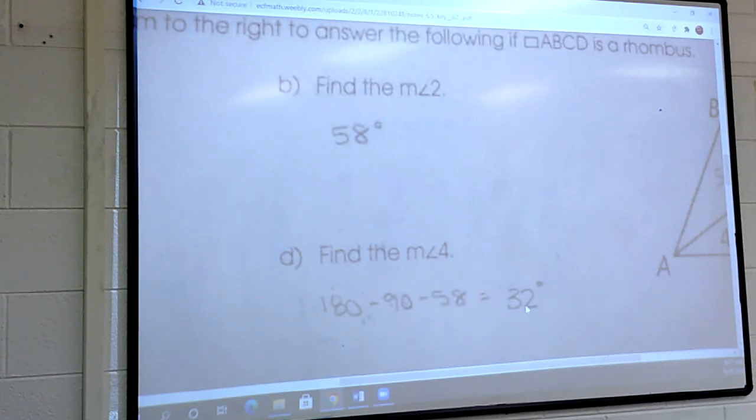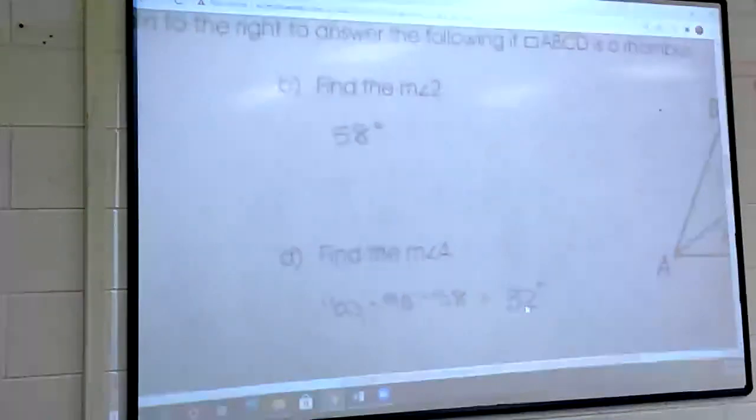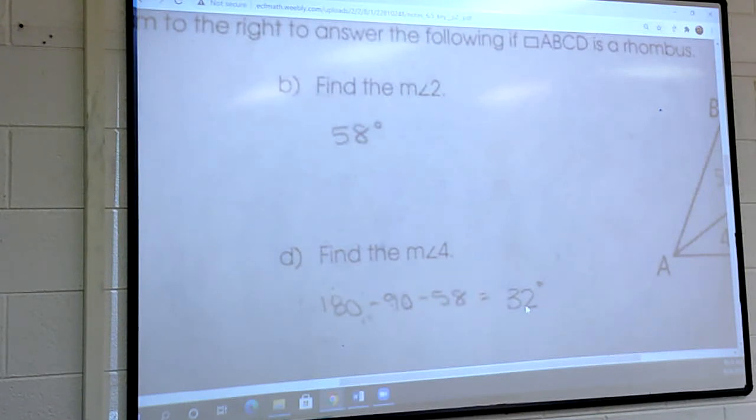So now in that triangle, angles 1, 3, and 4 will all add up to 180. It's kind of like piecing together a puzzle. You use the information you know and piece together all the other things that you're not really sure of that you're trying to get at the end.